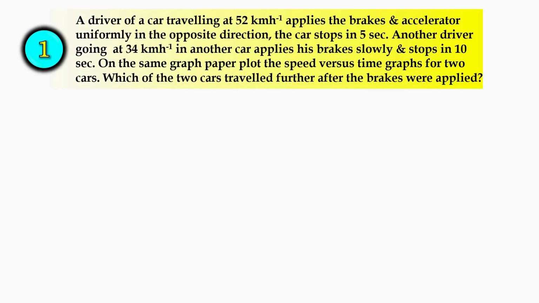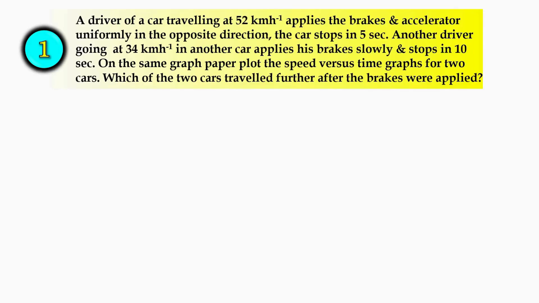Now let us solve this numerical problem based on a speed-time graph. A driver of a car is traveling at a speed of 52 km per hour and applies the brakes uniformly. The car comes to rest in 5 seconds. Another driver in a second car is traveling at 34 km per hour. He applies the brakes slowly and the car stops in 10 seconds. We need to find which car travels a greater distance after the brakes are applied.